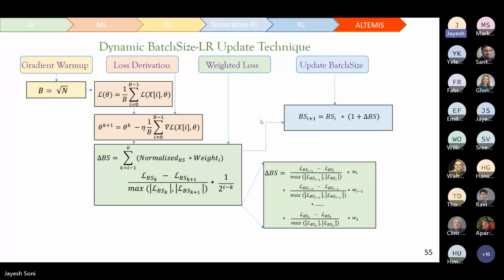And finally, we update the batch size for the next value. So we do this for every epoch. The first epoch, we do the batch size. Second, we do the learning rate, and the cycle continues until we get the loss which is minimum.